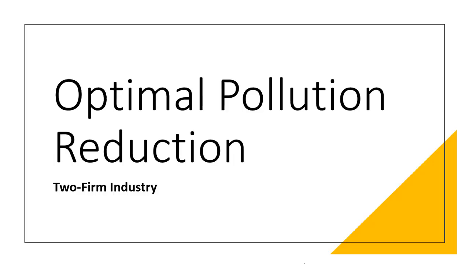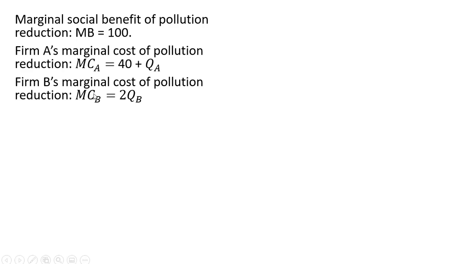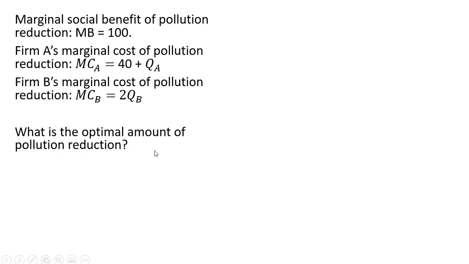Hello, this video is going to look at optimal pollution reduction in a two-firm industry. The marginal social benefit of pollution reduction is going to be constant at 100. Firm A has a marginal cost of pollution reduction given by the following equation. Firm B has a marginal cost of pollution reduction given by this equation. What is the optimal amount of pollution reduction?